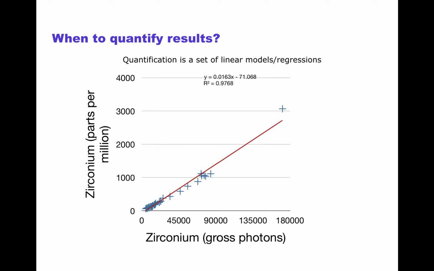Is this something you'd want to rely on? The observant scientists would note that we've got one value with an x-axis value of 180,000 and a y-axis of about 3,000 parts per million. That is a bit of an outlier, and you can see that it has a lot of leverage. It is dragging the slope of that line up. As a consequence, almost all values between 45,000 and 90,000 photons, or 500 to 1,000 parts per million, would be systematically overestimated because of this high leverage point.